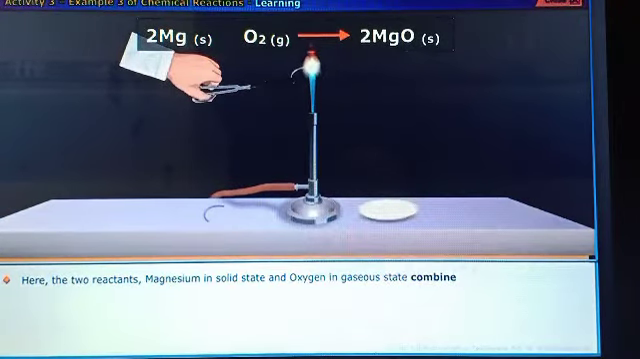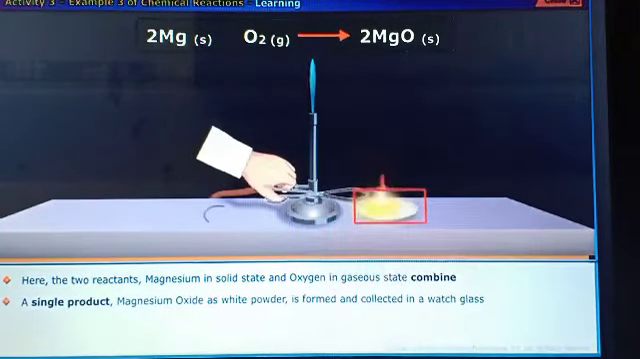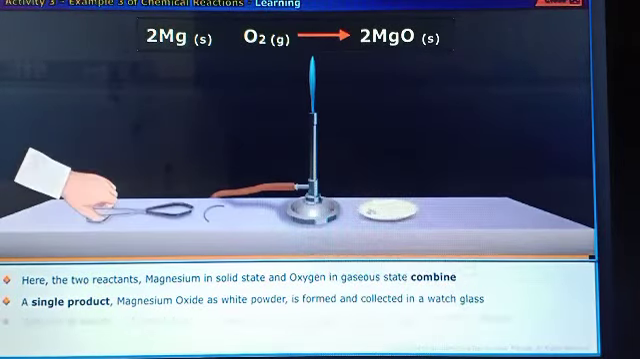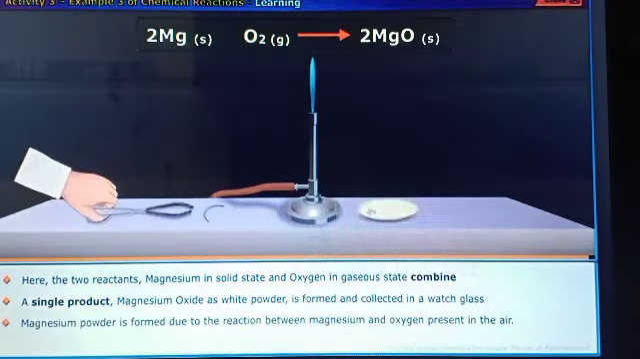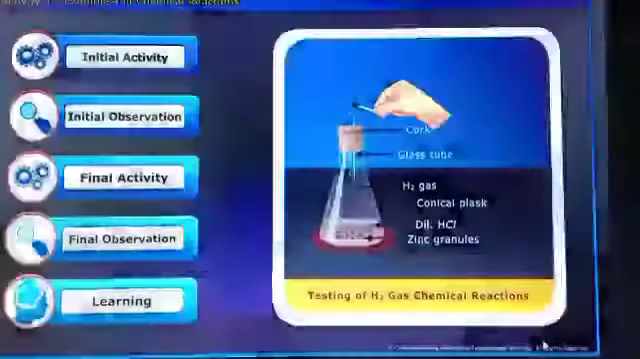Here the two reactants are magnesium, which is in solid state, and oxygen, which is in gaseous state. Both combine and form magnesium oxide, which is solid in nature. One product is made, so this process is known as a combination reaction. Magnesium oxide powder is formed due to the reaction between the magnesium and the oxygen present in the air.